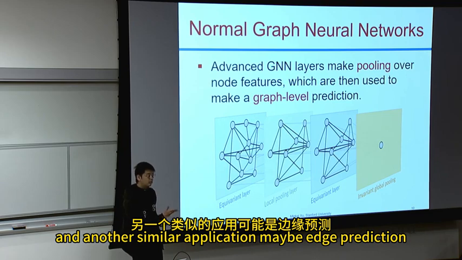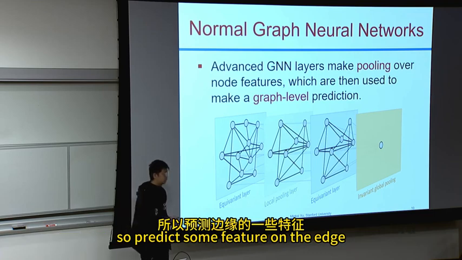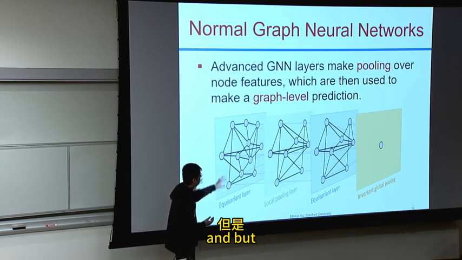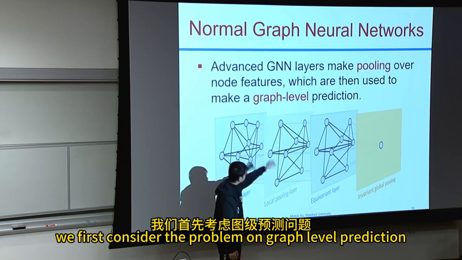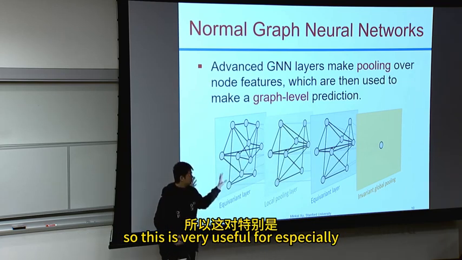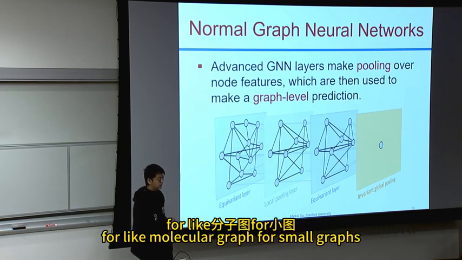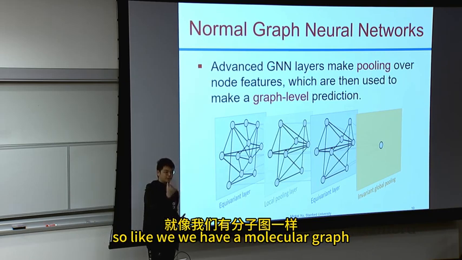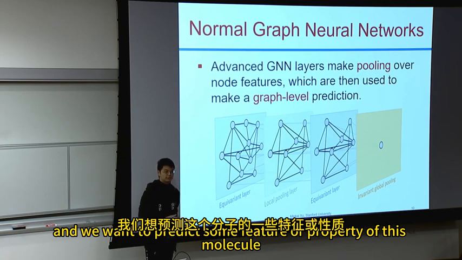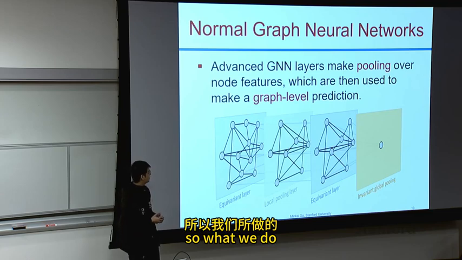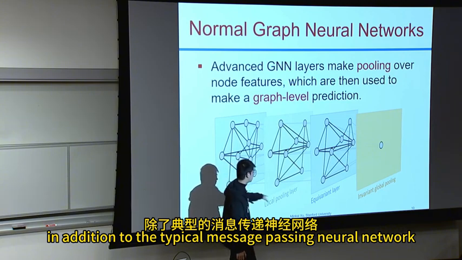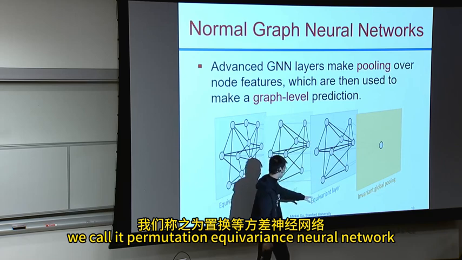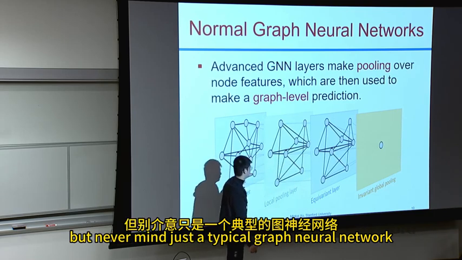another similar application may be edge prediction. So predict some feature on the edge. But today maybe we first consider the problem on graph level prediction. This is very useful especially for molecular graphs, for small graphs. So we have a molecular graph and we want to predict some feature or property of this molecule. So what we do in addition to the typical message passing neural network, we call it permutation equivariance neural network, but never mind, just a typical graph neural network.